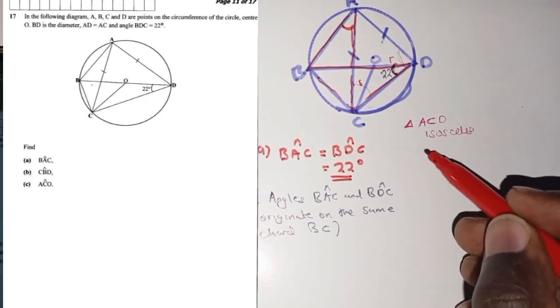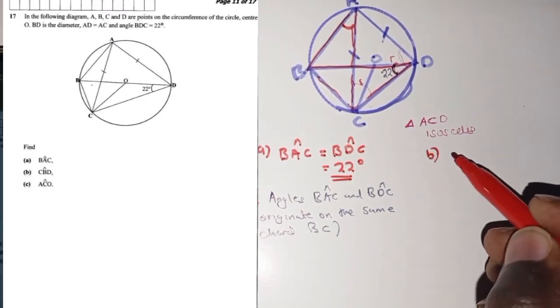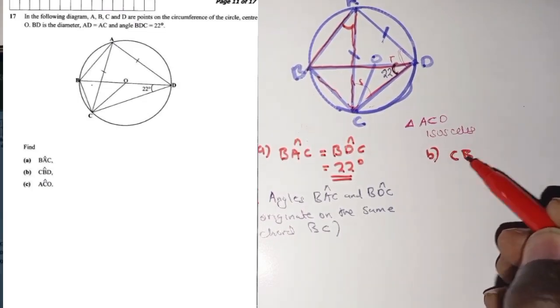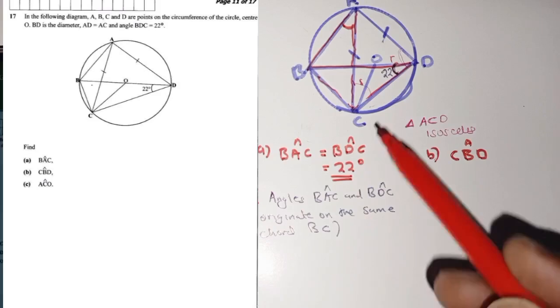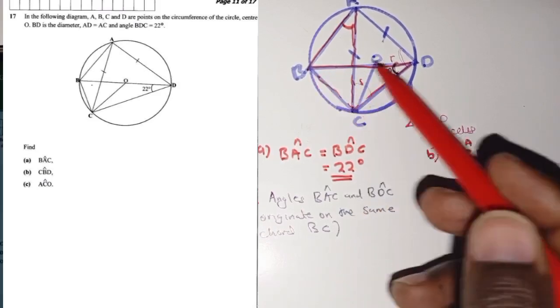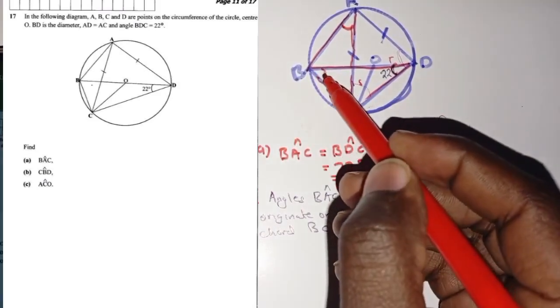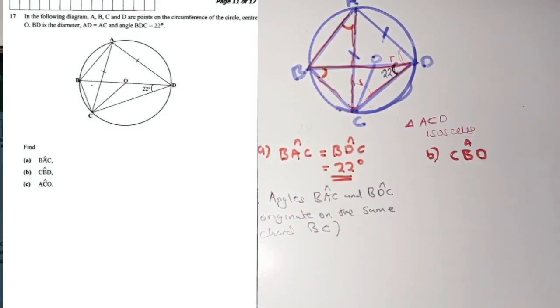So we go to question B. Find CBD. So what is CBD? CBD is this one here. This will cause a bit of stress, but we can find it so long as we just apply the properties. It's quite tricky, this one. I've seen it. Okay, so now let's do this.